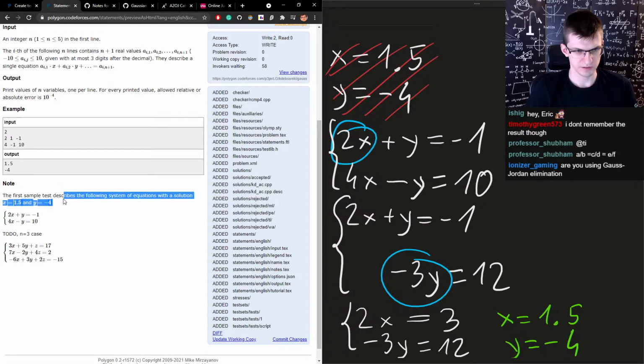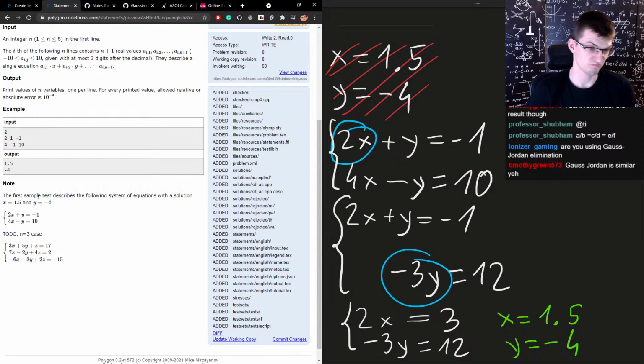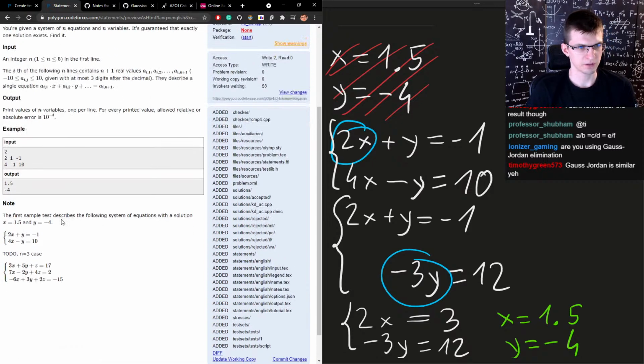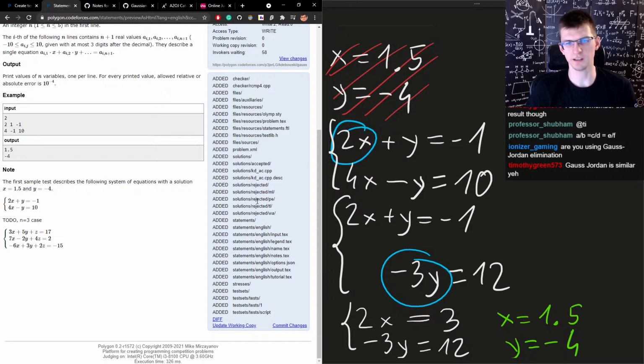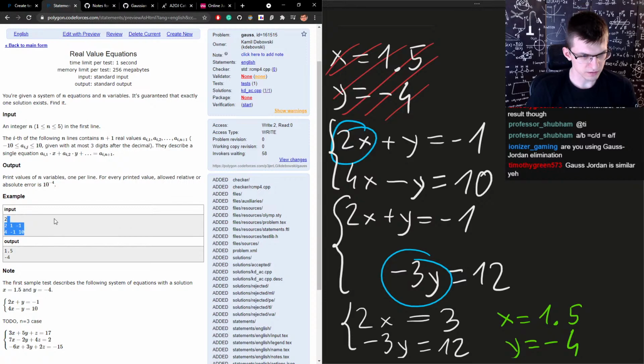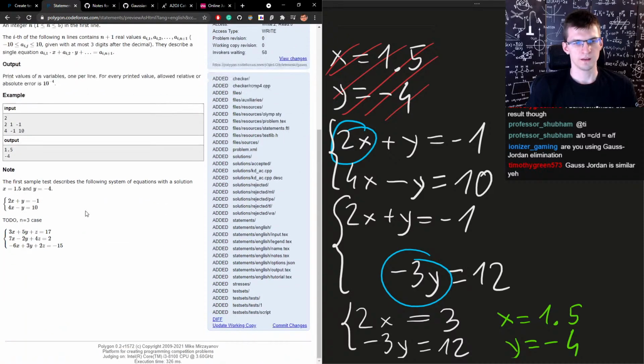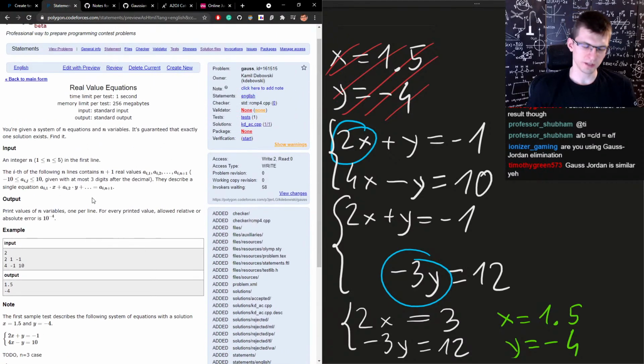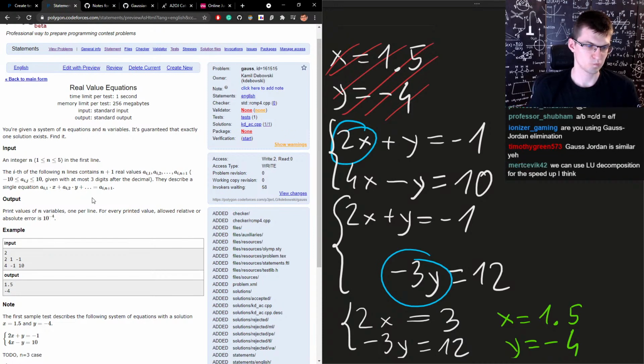The first sample test describes the following system of equations with a solution, this and that. Good enough. Then we need to choose something as n equal to 3. And again, 2, 1, yeah, this is fine. Maybe I should take my code and modify it so it would print partial steps. I know what I want. I want such a case that in the second column it will be harder to find non-zero.